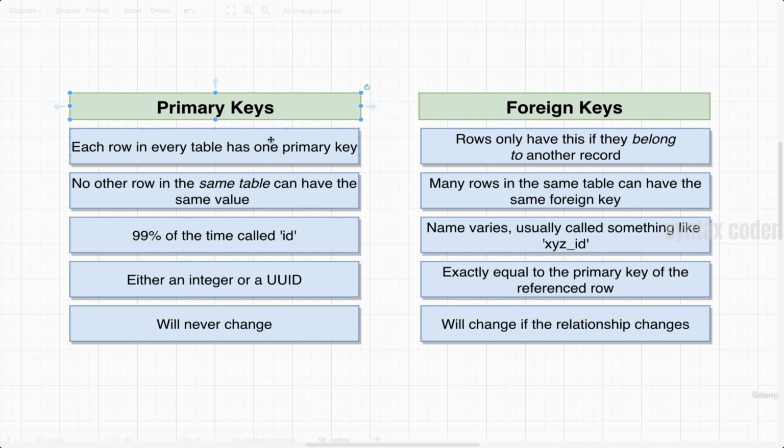So a primary key identifies one row in a table. It is always going to be 100% unique inside that table. So there will never be a duplicate value inside of a primary key column. The vast majority of the time, we're going to call the primary key column ID.